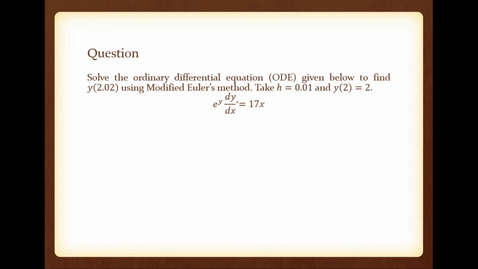First we have to modify this into dy by dx equal to f of x comma y. Here the initial condition is given, y of 2 equal to 2, which means x0 equal to 2, y0 equal to 2. h is given as 0.01 and we are asked to find y of 2.02. Please note, as h is equal to 0.01, first we have to find y of 2.01, then we have to find y of 2.02.